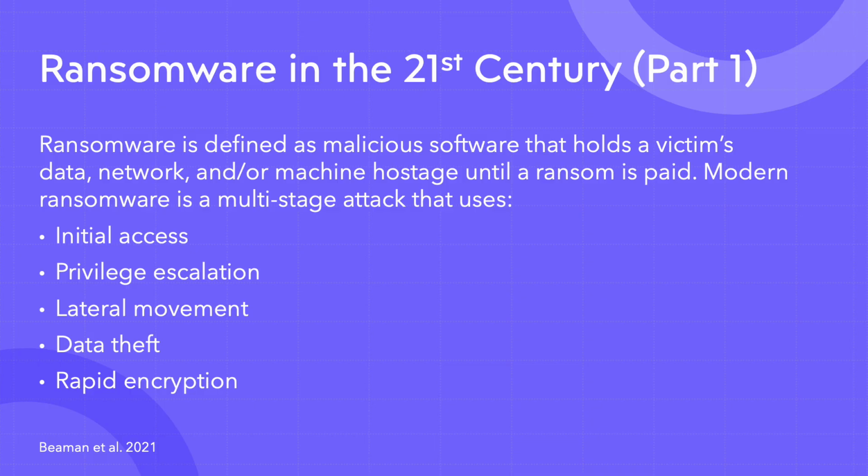To begin, ransomware is malicious software designed to hold a victim's data or systems hostage until a ransom is paid. Modern ransomware isn't a simple single-stage event. It's a sophisticated attack involving multiple phases. These typically include initial access to the system, privilege escalation to gain higher control, lateral movement to spread across the network, data theft, and finally, rapid encryption of files to pressure the victim.